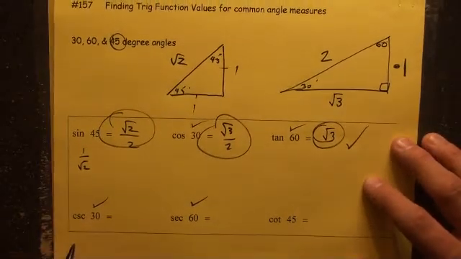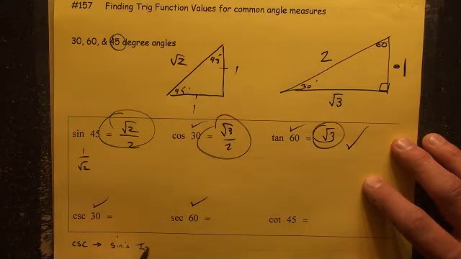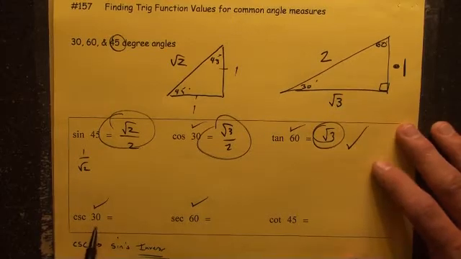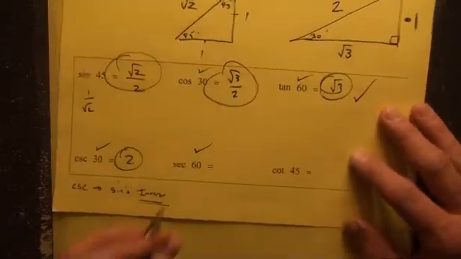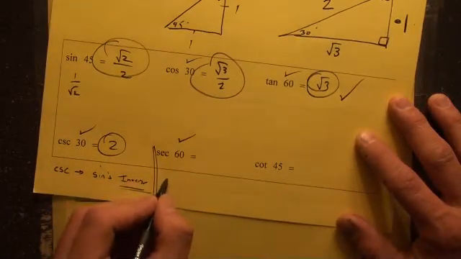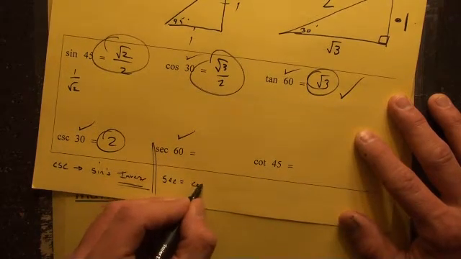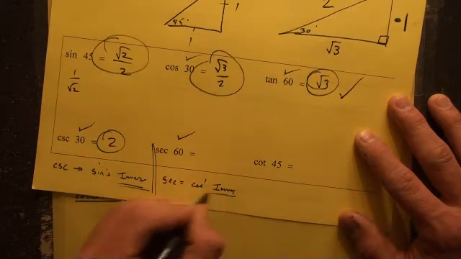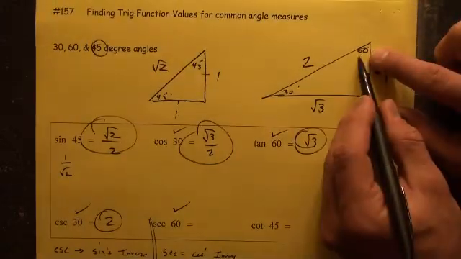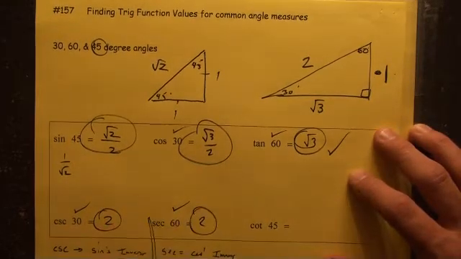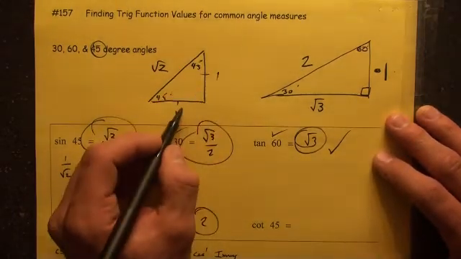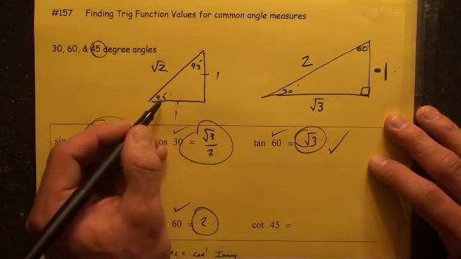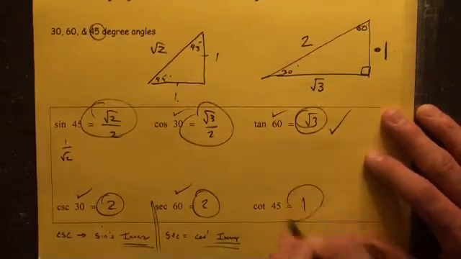Okay, cosecant 30. Well, cosecant is sine's inverse. So what is sine 30? Sine 30 is 1 over 2, so therefore the cosecant of 30 is 2 over 1. Okay, secant 60. Well, secant is cosine's inverse. Cosine 60 is also 1 over 2, so therefore secant 60 is 2 over 1. Cotangent 45. Well, tangent 45 is opposite over adjacent, 1 over 1. And then adjacent over opposite would be 1 over 1 as well, so you'd still get a 1 here.